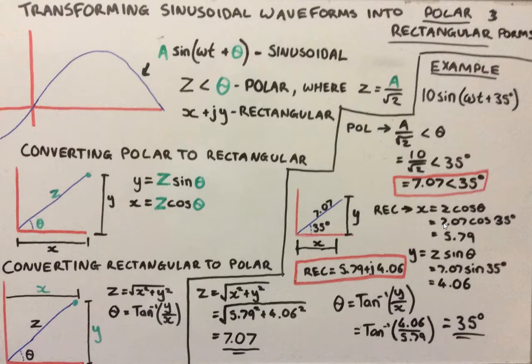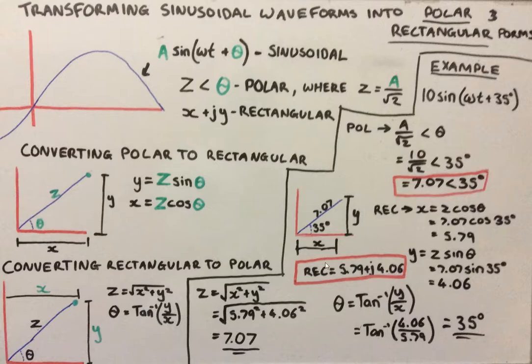Next, transforming this into its rectangular form, all we need to do is go x equals Z cos θ, which will then go to 7.07 cos 35, which will equal 5.79. And then to find y, we have the same equation but with sine, which will equal 7.07 sin 35, which will equal 4.06. And then to put it into its actual rectangular form, you have 5.79 plus j4.06.